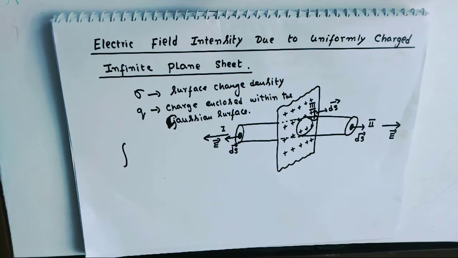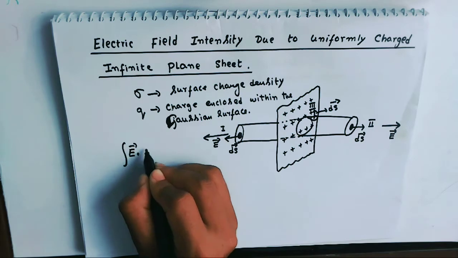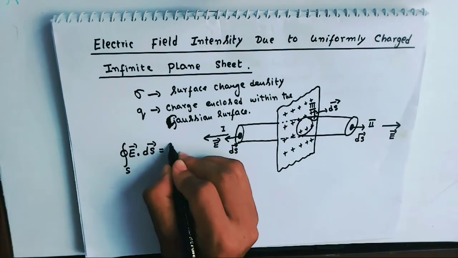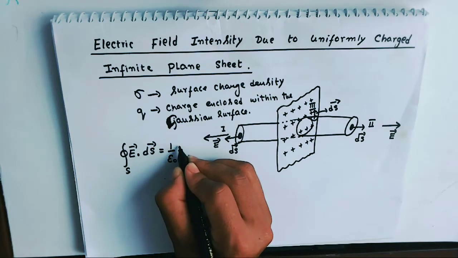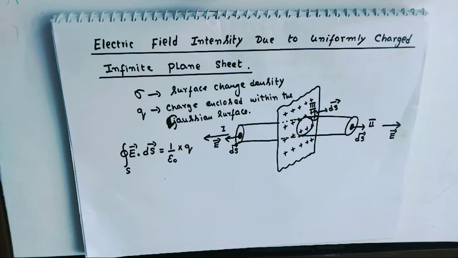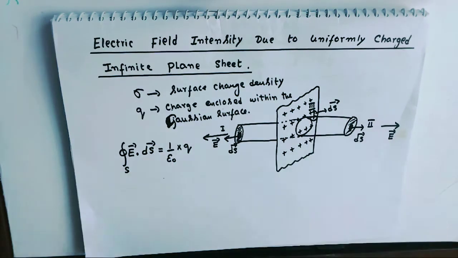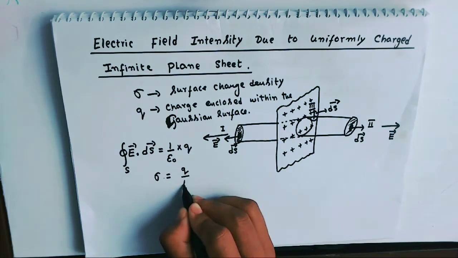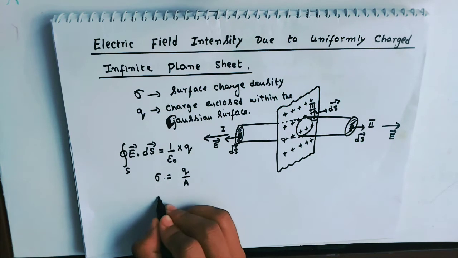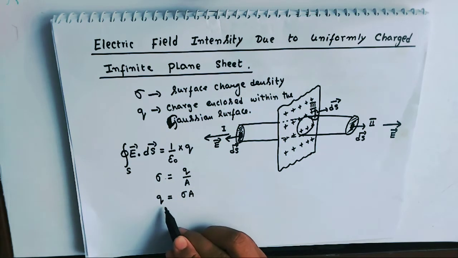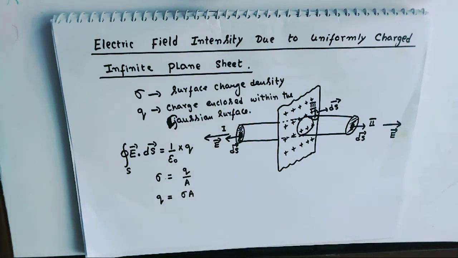So now we will use Gauss law, that is, the integral of E dot ds over a closed surface is equal to 1 by epsilon naught times Q. Let capital A be the area of this, also the area of this. So what is sigma then? Sigma is equal to charge per unit area, and this Q is equal to sigma A. Remember that this Q is the charge enclosed within the Gaussian surface.